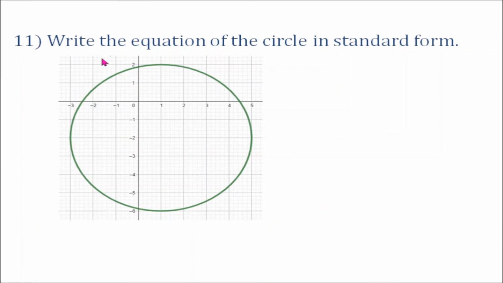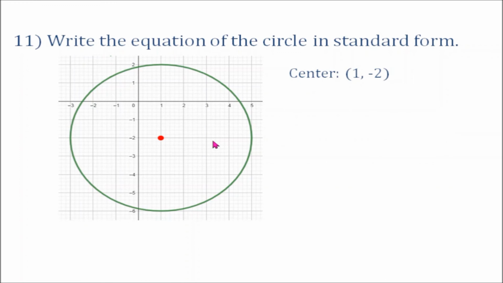Example number 11. Write the equation of the circle in standard form. So here we have the circle, and in order for us to write the equation, we should know the center and the radius. So by looking at the circle, we will know that the center is here. The coordinates are 1 and -2.